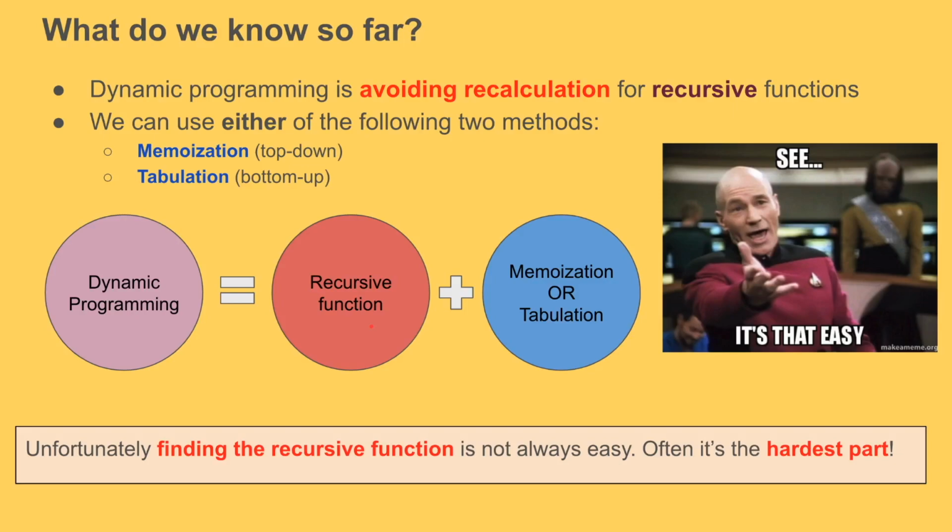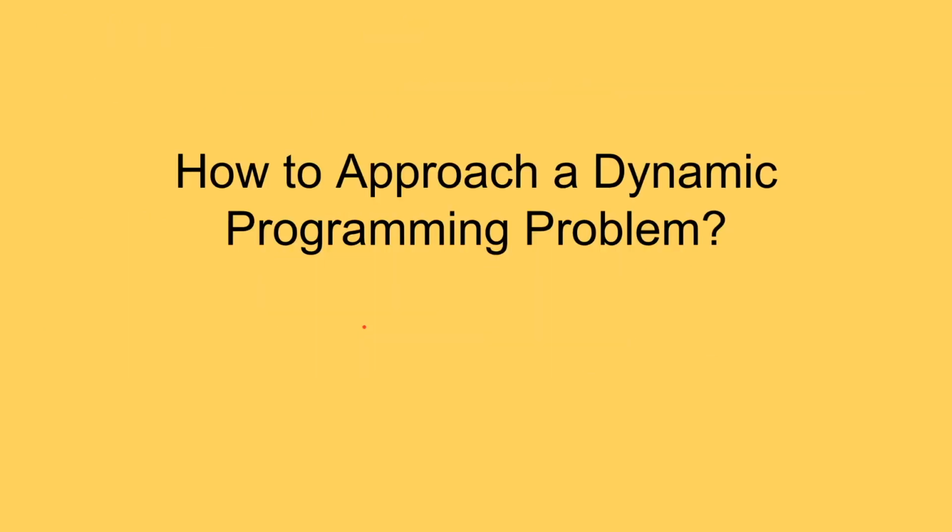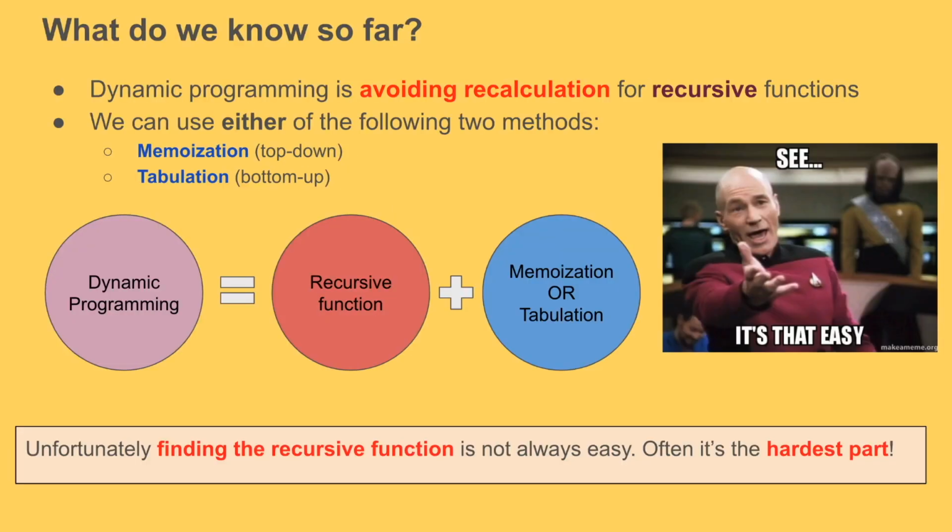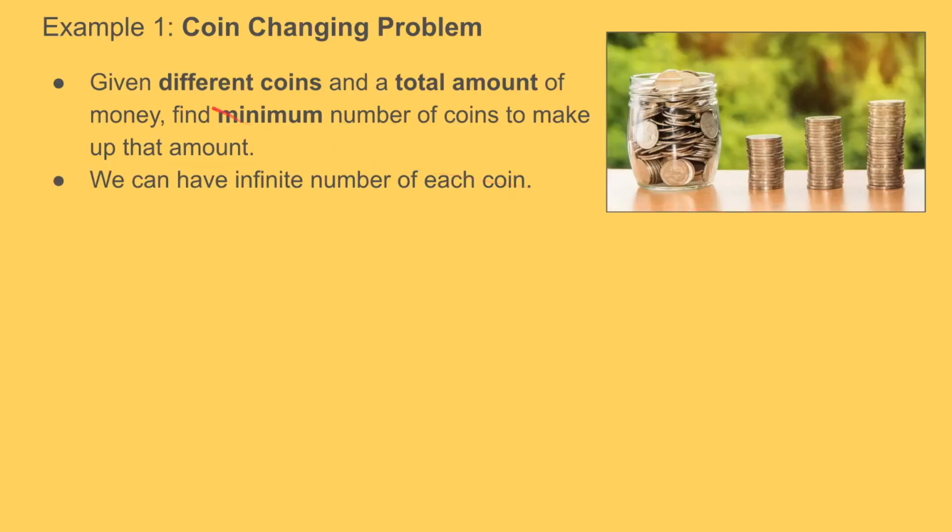My job today is to give you some techniques on how to solve dynamic programming problems and how to come up with this recursive function. All right, let's see this in some examples. Example 1, a famous problem called the coin changing problem. You are given different coins and a total amount, and you want to find the minimum number of coins to make up that amount.